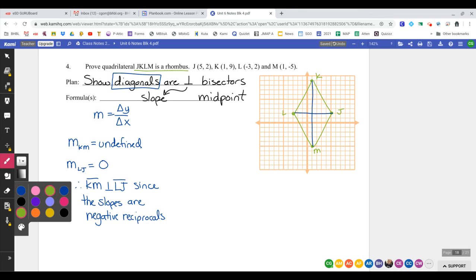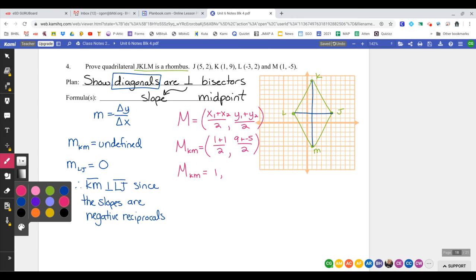Secondly, I want to look at the midpoint. So I'm going to write down my midpoint formula. So my midpoint, the sum of the x's divided by 2, the sum of the y's divided by 2. So the first thing I want to find is the midpoint of KM. So my midpoint of KM, I've got 1 plus 1 divided by 2, 9 plus negative 5 divided by 2. My midpoint of KM is then 1, 2.